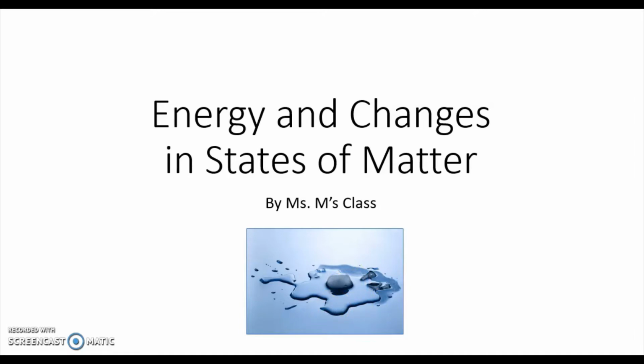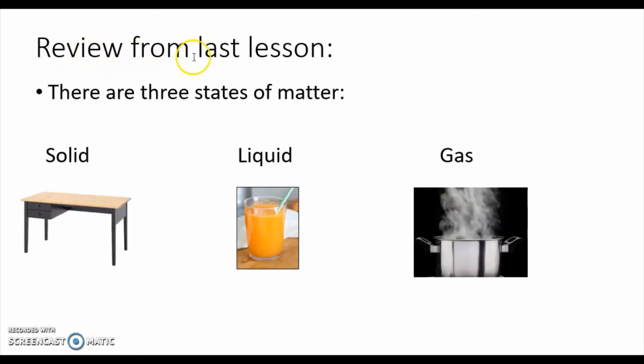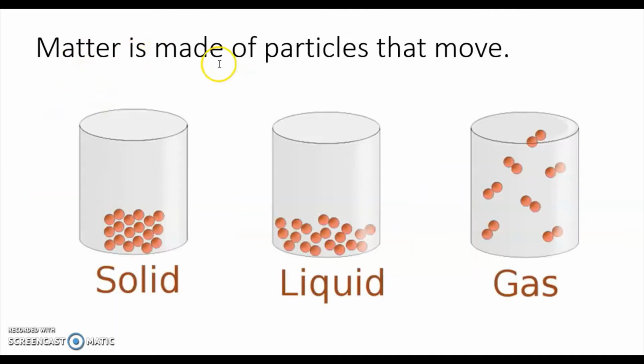Okay, let's review some things. Review from last lesson. There are three states of matter: solid, liquid, and gas. Matter is made of particles that move. So the particles in a solid are tight together and they barely move. In liquid, the particles are looser and they move past each other. In a gas, they're really loose and they're moving like crazy. If this didn't have a lid, it would just fly out, right?